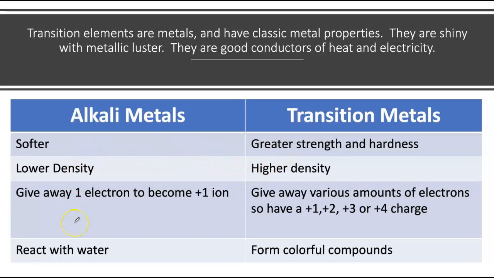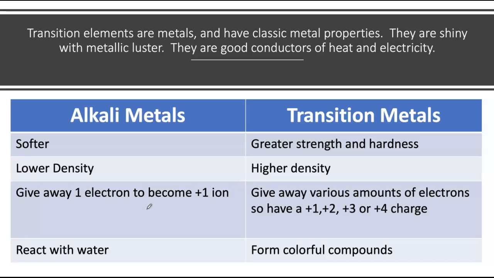The alkali metals, like all metals, want to give away electrons to become positive ions. The alkali metals only want to give away 1 valence electron to become a positive 1 ion, whereas the transition metals want to give away various amounts of electrons to have various charges. One transition metal could give away 1, 2, 3, or 4 valence electrons.